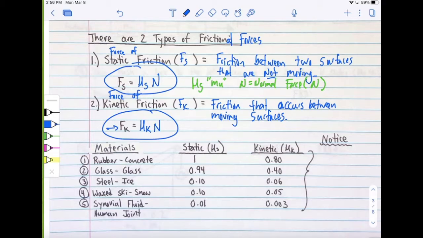And you're like, well, Mr. Hunt, this is super confusing. Where do you get these numbers? Well, material scientists and engineers have measured these different values for the different surfaces.